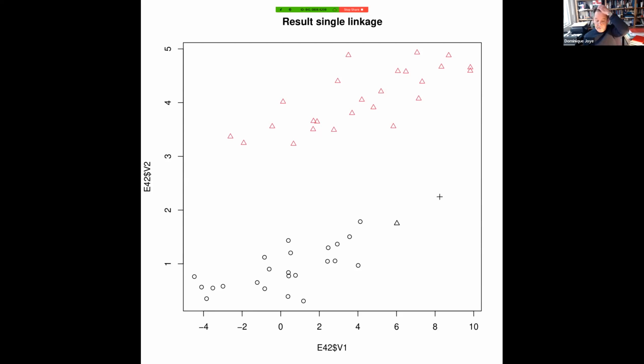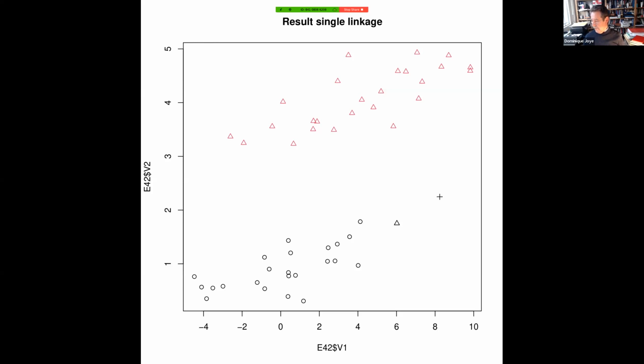And in fact, the explanation of that is when you take as a distance the minimum, you will just look at the closest point and you go from the close to the close to the close, so you make a chain. And if the distance between groups is greater than the distance inside the groups, then the idea to take the minimum, the single linkage, is a good idea.